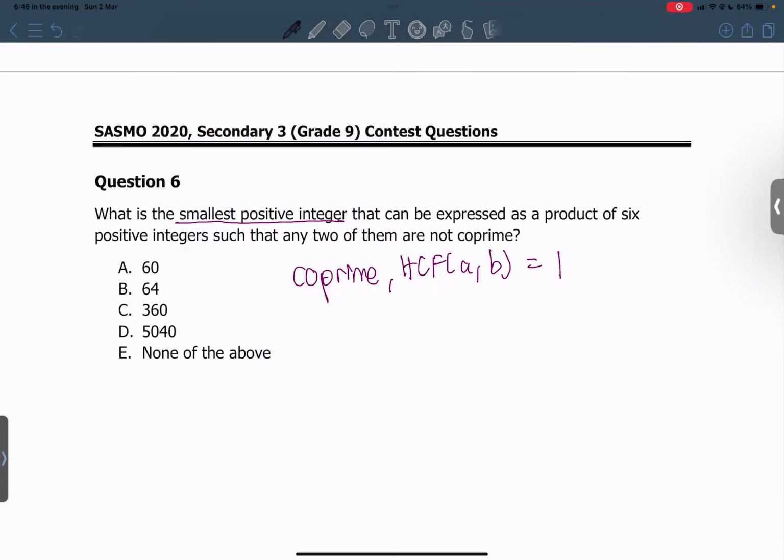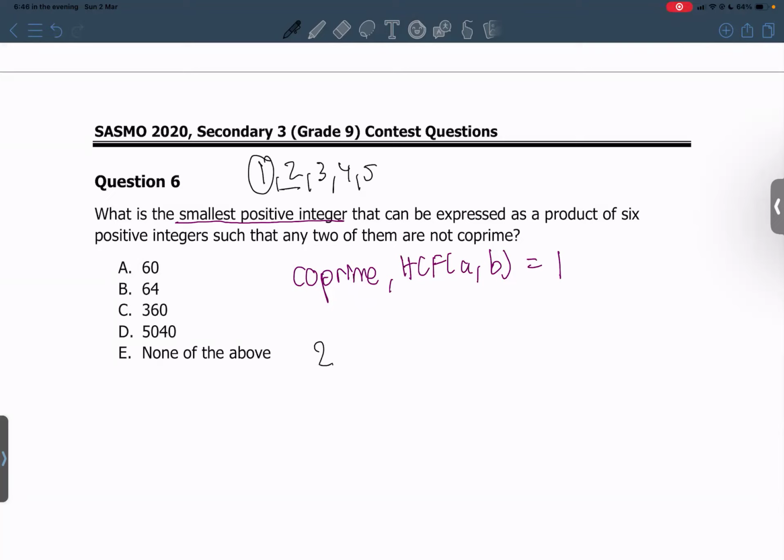So to find the smallest positive integer, you will need to list out the smallest numbers first. So we can use it as the idea to get the number. The first 5 numbers are 1, 2, 3, 4, and 5. For 1, you cannot take 1 as one of the factors because 1 is co-prime to every positive integer. So then we can use 2.